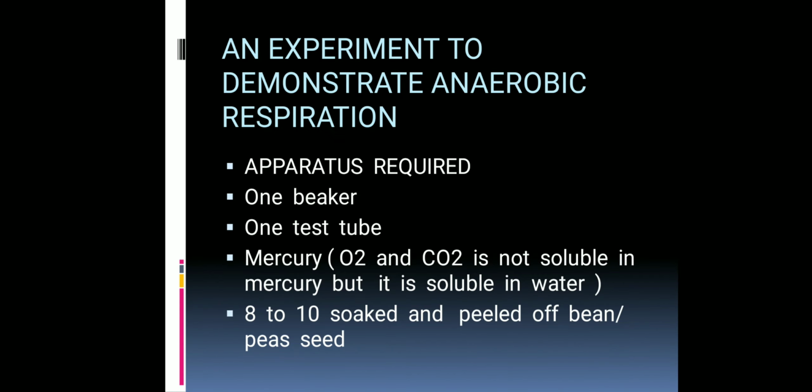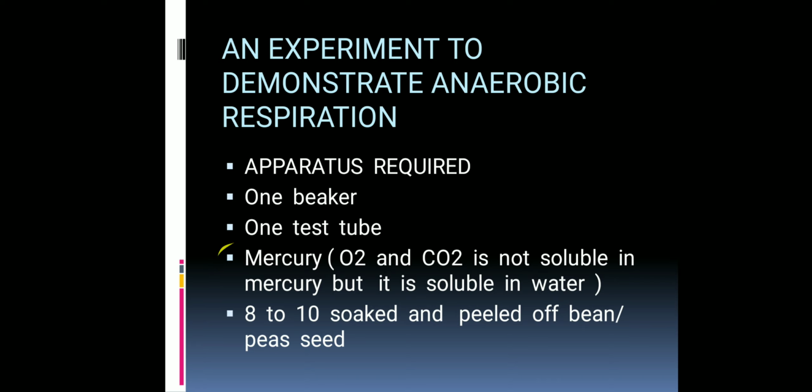Morning students. Today we are going to discuss an experiment to demonstrate anaerobic respiration in plants. So what are the things required for this experiment? We need one beaker, one test tube, mercury, and 8 to 10 soaked and peeled off bean seeds.